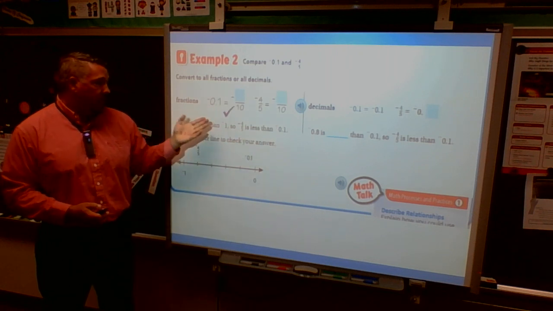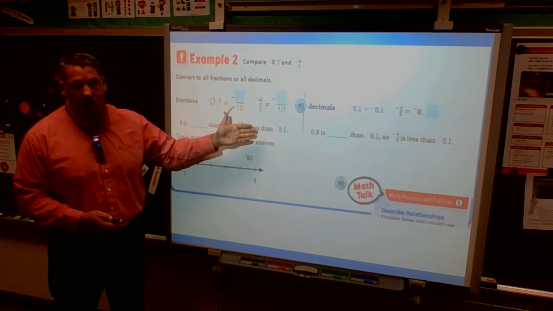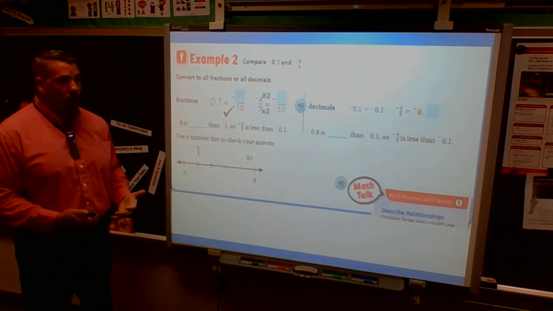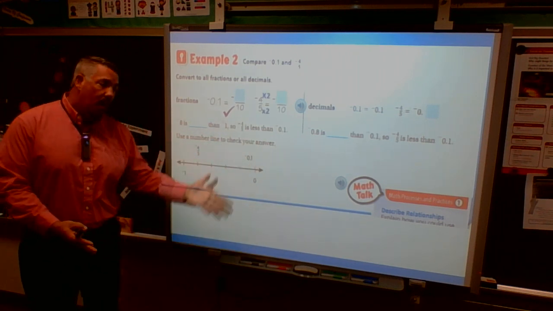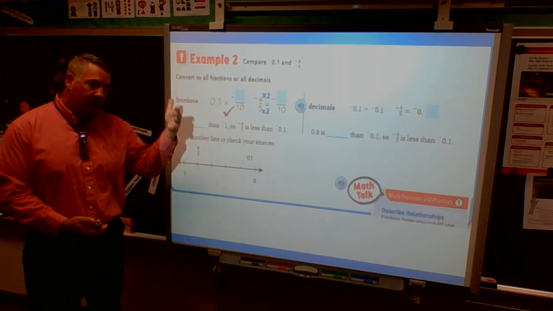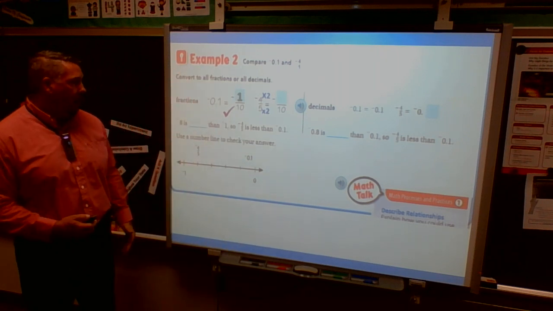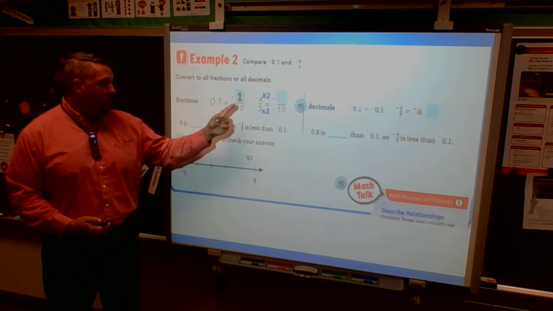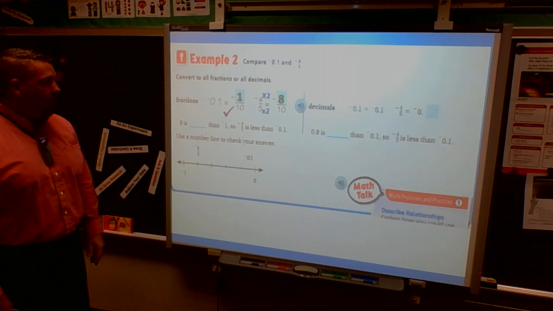I want to keep this one because it's already there. So what about the 5? What would I do to the 5 to get a 10? Well, I have to multiply it by 2. And if I multiply my denominator by 2, I have to multiply my numerator by 2, and that gives me 4 times 2. That's going to be a negative 8. So I'm keeping my negative 1 because this is negative 1/10, but I'm changing this one into negative 8.